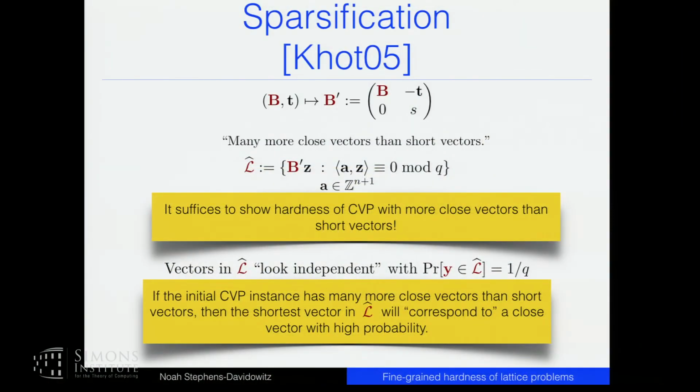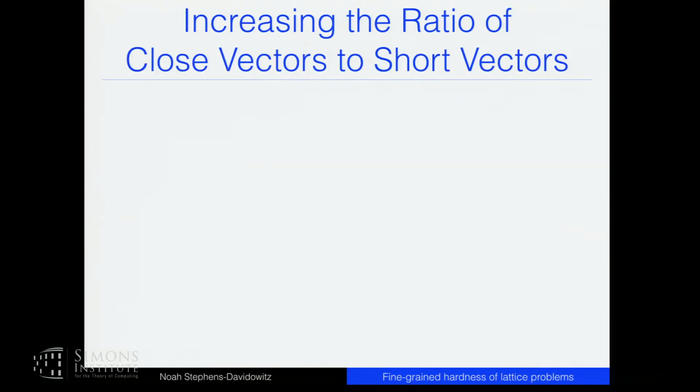So it turns out that if you want to show hardness of SVP, if you sort of unwind this, it suffices to show hardness of CVP with many more close vectors than short vectors, right? If you can show that an instance of CVP that has this funny property is hard, then you'll prove hardness of SVP. So we need some way to increase the ratio of close vectors to short vectors. And to do that, we use a gadget.